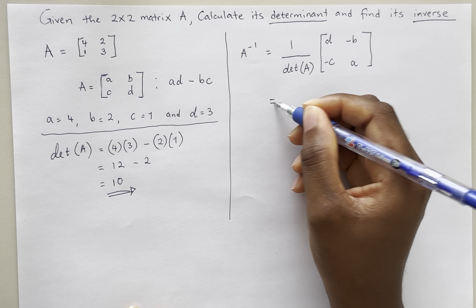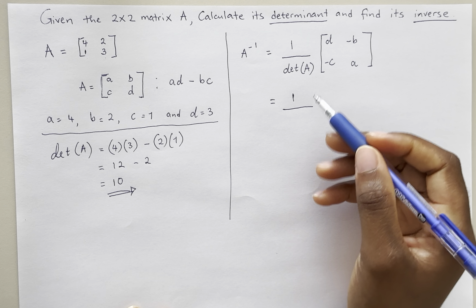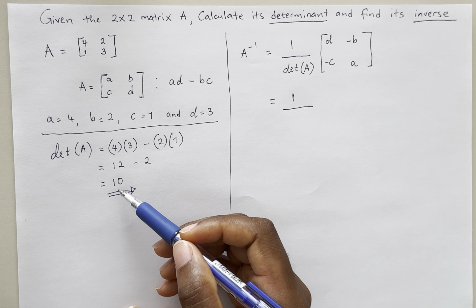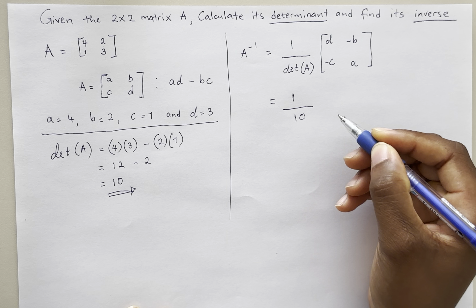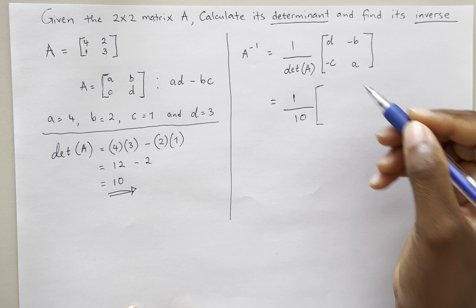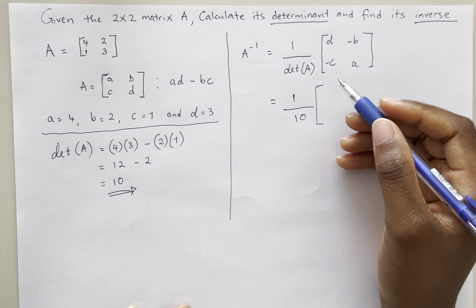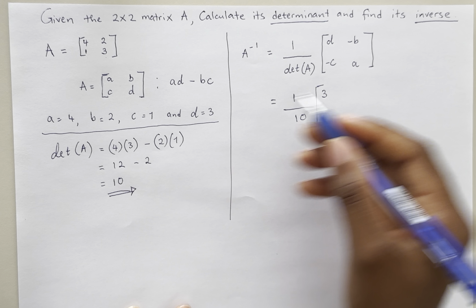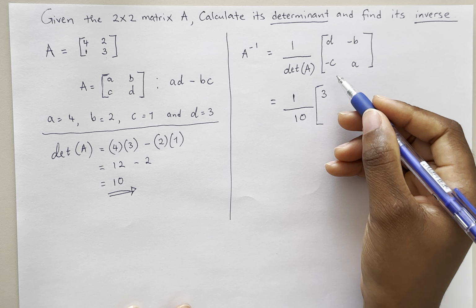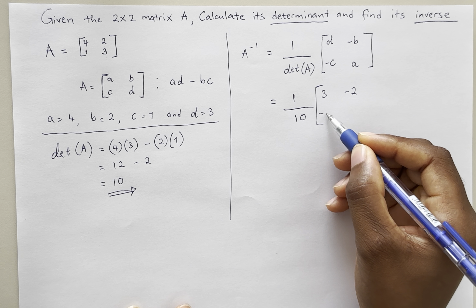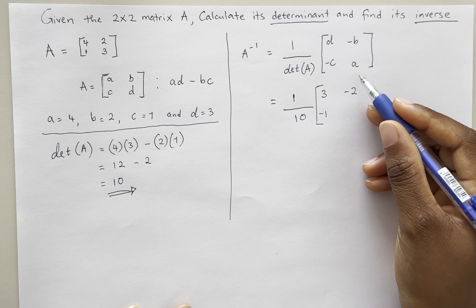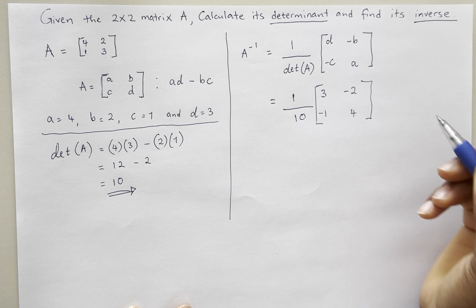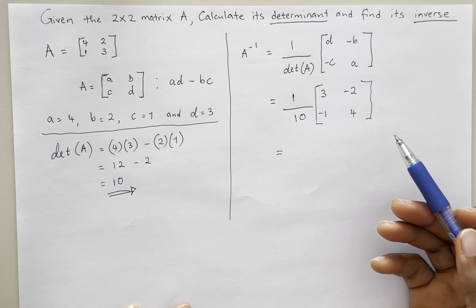So we go right into saying 1 over the determinant of A. We have already calculated it, which is 10, so we put our 10, and D is equal to 3, so we put our 3. Minus B: B is equal to 2, so it becomes minus 2. C is 1, so we put minus 1, and A is 4, so we put 4.